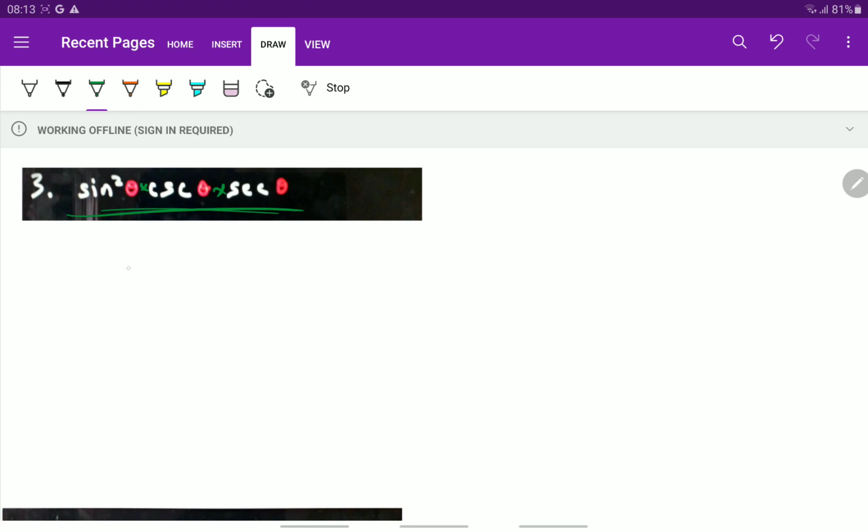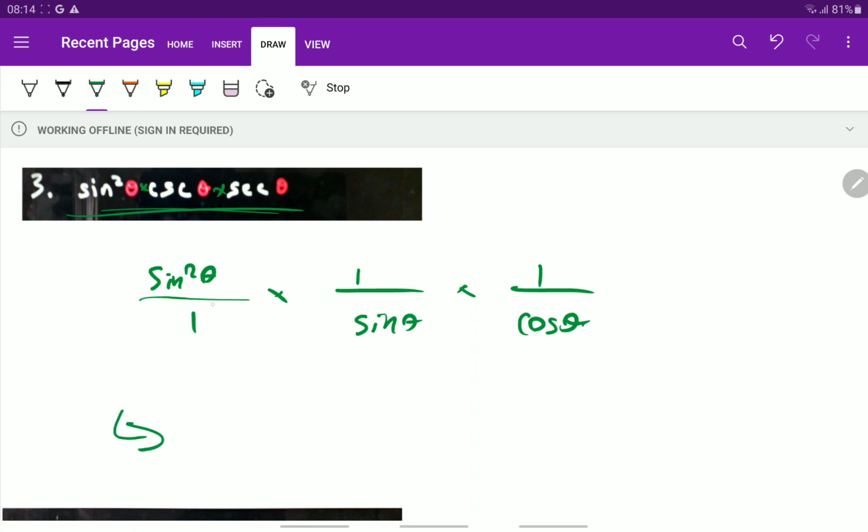Sine squared theta over 1 multiplied by cosec squared theta. So, cosec squared theta is basically 1 over sine squared theta. And sec squared theta is just 1 over cos squared theta. Because we're all just multiplying all this, we can write sine squared theta over sine squared theta into cos squared theta.